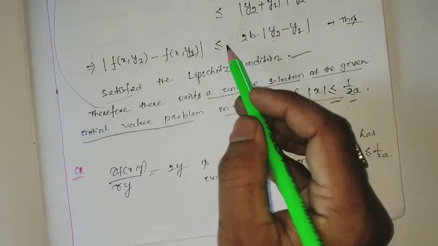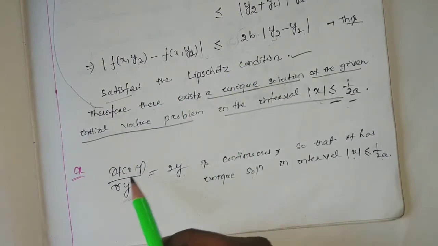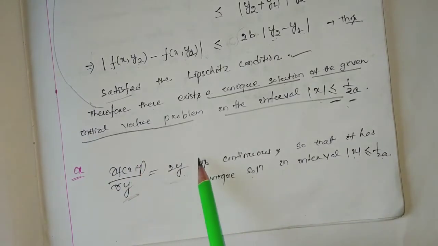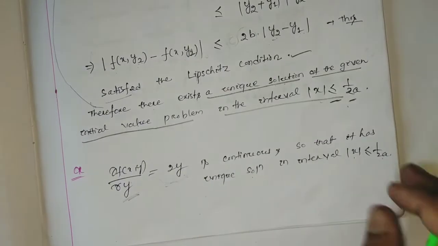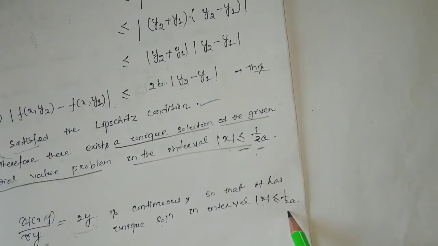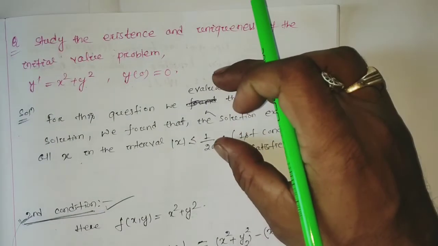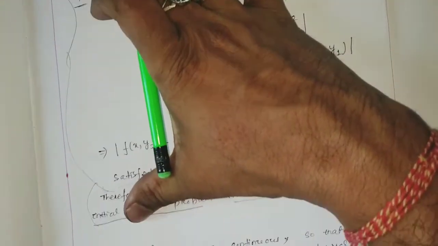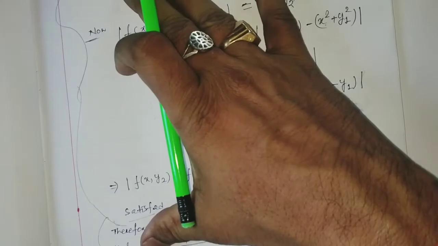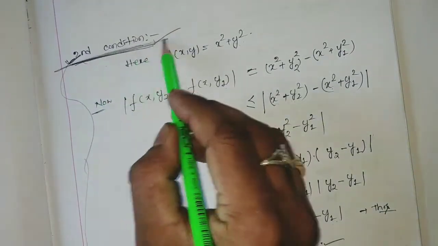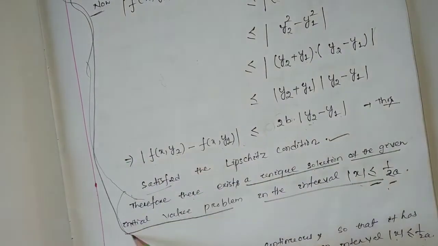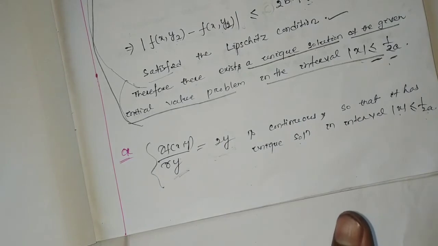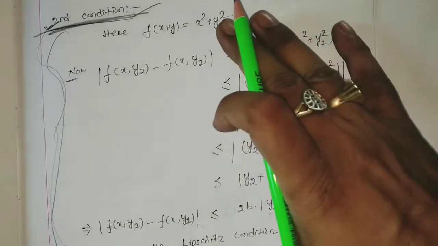This is itself the Lipschitz condition, but in another form. That means the first derivative should be continuous. We found the first derivative 2y continuous, so it has a unique solution in this interval. So in your exam, you have to write this derivation, and for the second condition either write this much or write up to these two lines, no problem. Now you may be confused.